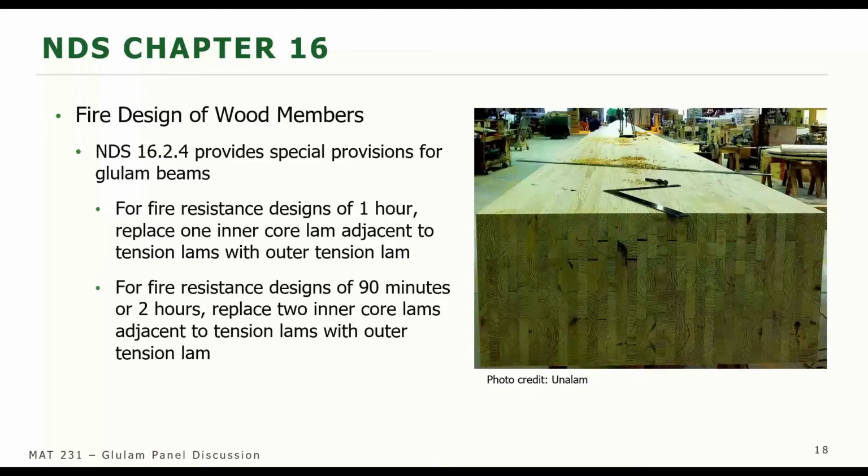Essentially the thinking with this is if you have a section lost, it will occur on those higher capacity outer tension lams, because that would be what is exposed to the fire first. So as those lams experience char, you would still have higher quality material left after that 1 or 2 hour fire exposure to provide some residual strength for safety in your fire design.